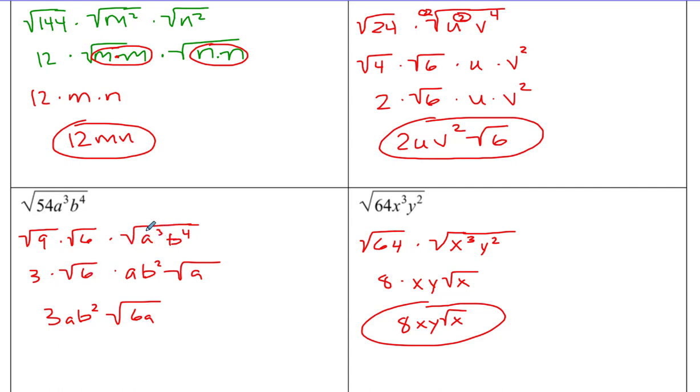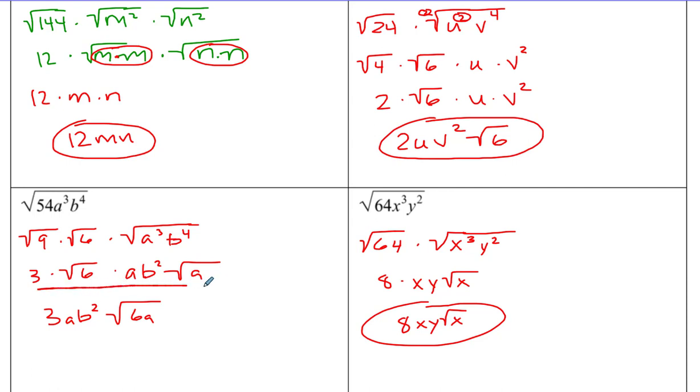Now here, when I'm looking for my groups of 2, if I have a to the third, that means I only have one group of 2. So that's why I only took out 1a. B to the fourth, I have 2 groups of b, right? So I'm taking out a b times a b, which gives me the b squared. But I had the remainder a, okay? So when you have an odd number, you're always going to have a single one left inside as the radicand.